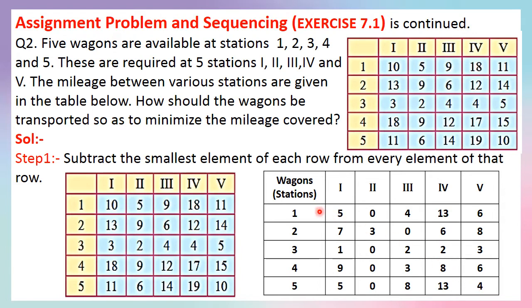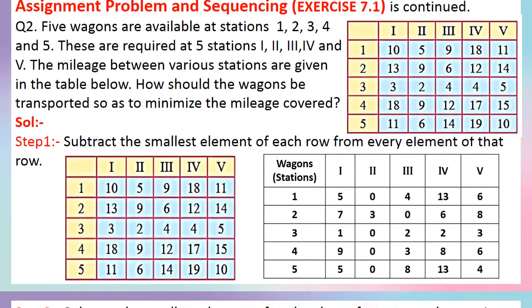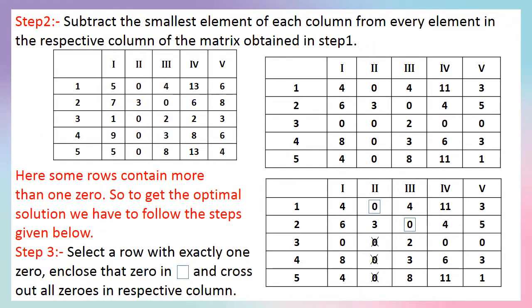And this sum is not a simple one. We have to follow certain steps again and again to get the optimal solution. Now we have to follow the same step along columns. So we will be subtracting the smallest element of each column from every element in the respective column of the matrix obtained in step 1.